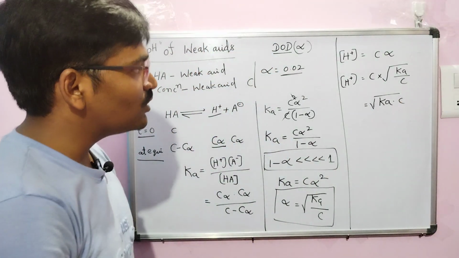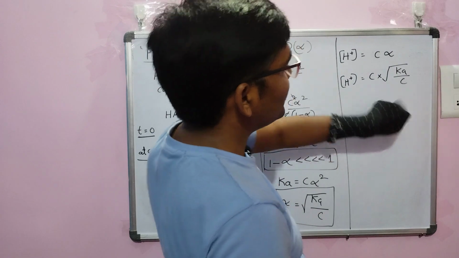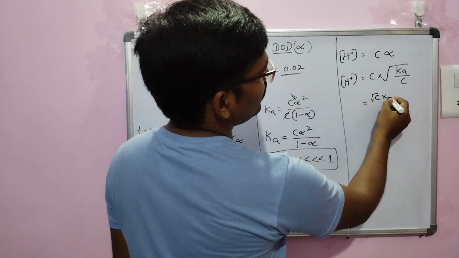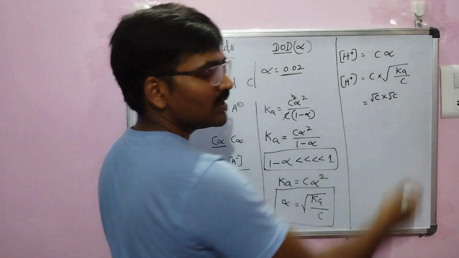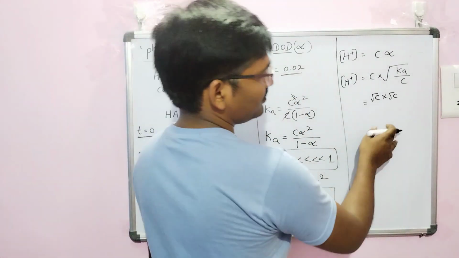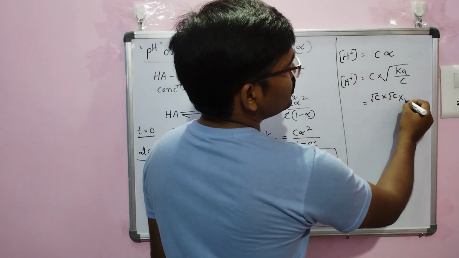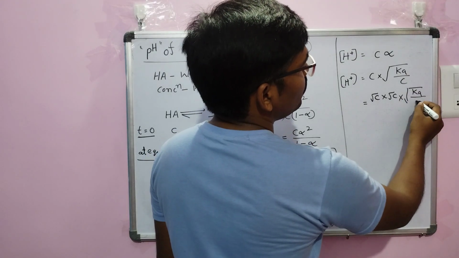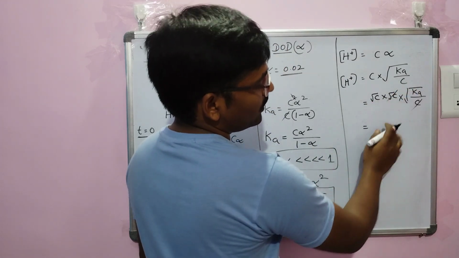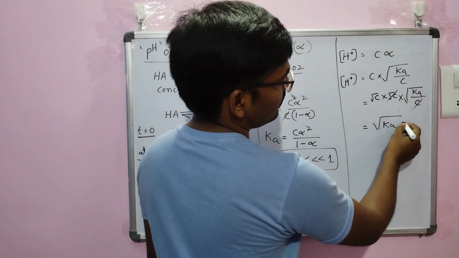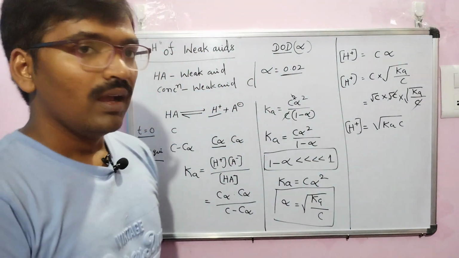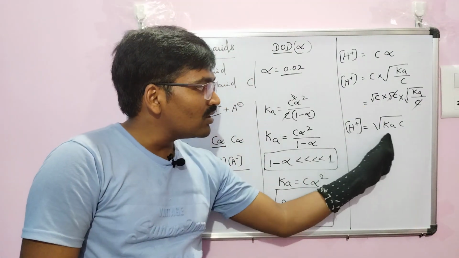How is it Ka into C? We can write C as square root of C into square root of C, so square root of C whole square is C only. Then into square root of Ka divided by square root of C, the square root of C cancels. So we get square root of C into square root of Ka, square root of KaC. So this is the H plus ion concentration. Do you all understand?